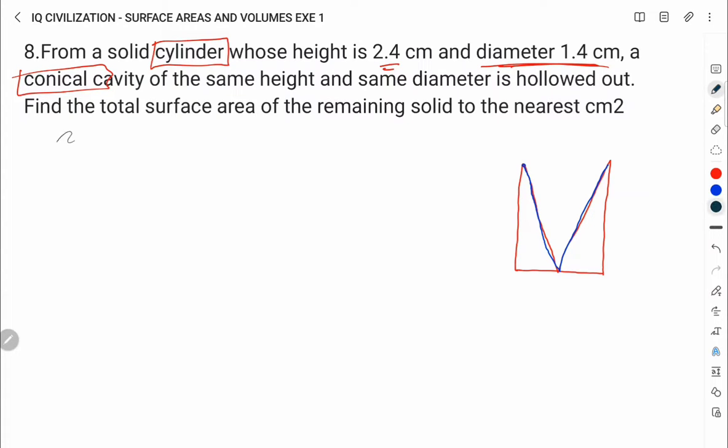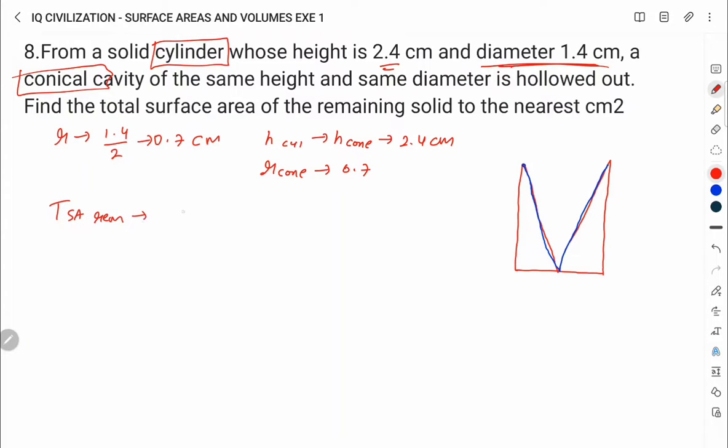So just like before, the radius is half the diameter, which means 1.4 by 2, that is 0.7 cm. Now the height of the cylinder and the height of the cone are both given as 2.4 only. Next, the radius of the cone is given as 0.7. Now the TSA of the remaining solid is nothing but the outer surface area of the cylinder.